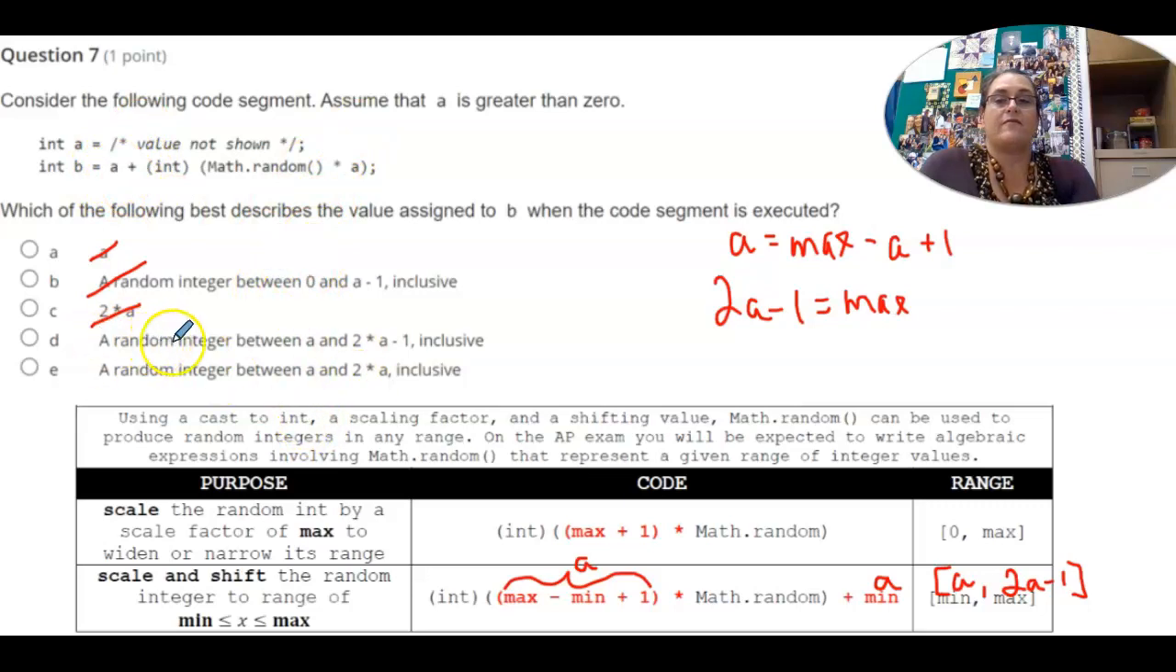Then we have a random integer between A and 2A inclusive. That's not going to work because we're casting as an integer. We have to subtract 1 and it becomes inclusive. So that leaves D as our answer. A random integer between A as the lower bound and 2A minus 1 as our upper bound, both bounds inclusive.